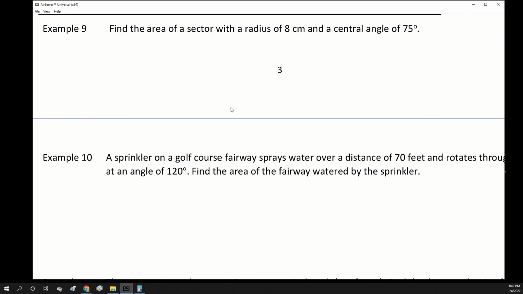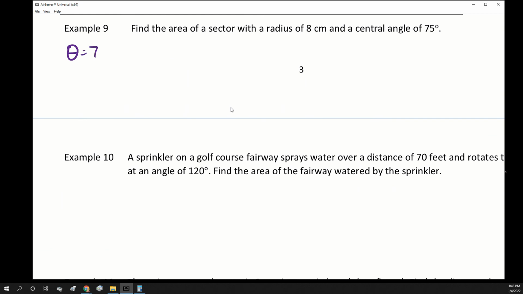All right, so for example 9, we are going to find the area of a sector with radius 8 centimeters and a central angle 75 degrees. So degrees, again, means we need to change our theta to radians. Okay, and then we'll just reduce. I know 5 goes into 75 and 5 goes into 180. I think there's something else, but 5 is easy. And then 3 goes into them also, so we would then reduce by 3.